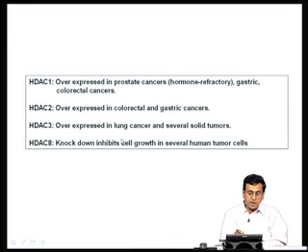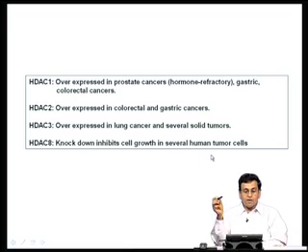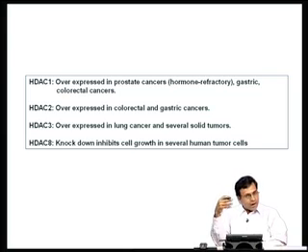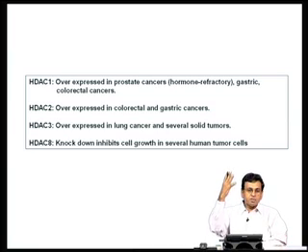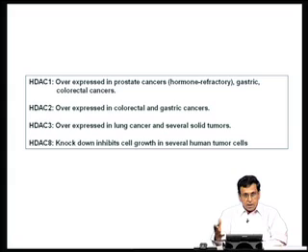HDAC3 is overexpressed in lung cancer and several solid tumors, whereas if you knock down HDAC8, it inhibits cell growth in several human tumor cells. So, these studies clearly tell us that histone deacetylases, when they are active, may be involved in cell proliferation. What could be happening is that these HDACs may be deacetylating the promoters of many tumor suppressor genes, and therefore the expression of these tumor suppressor genes may be blocked, and as a result the cell has become cancerous.